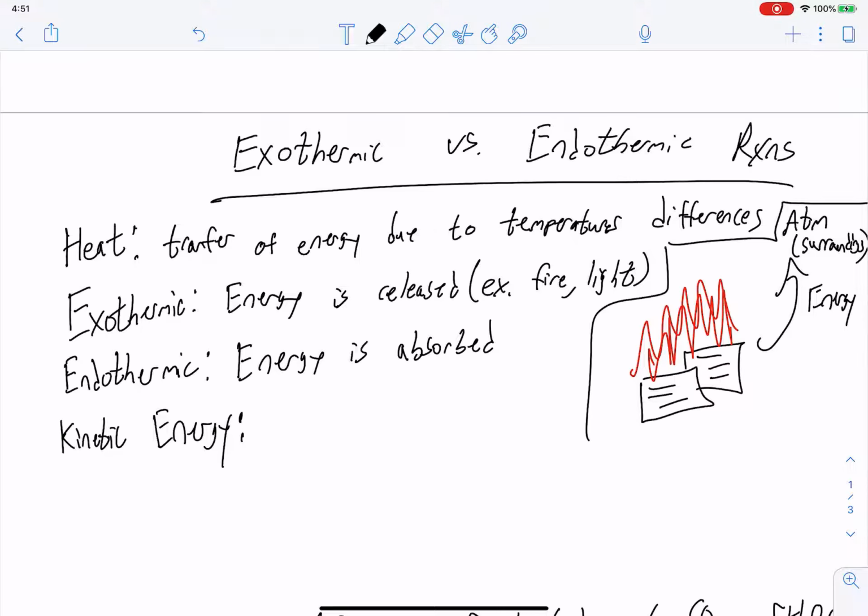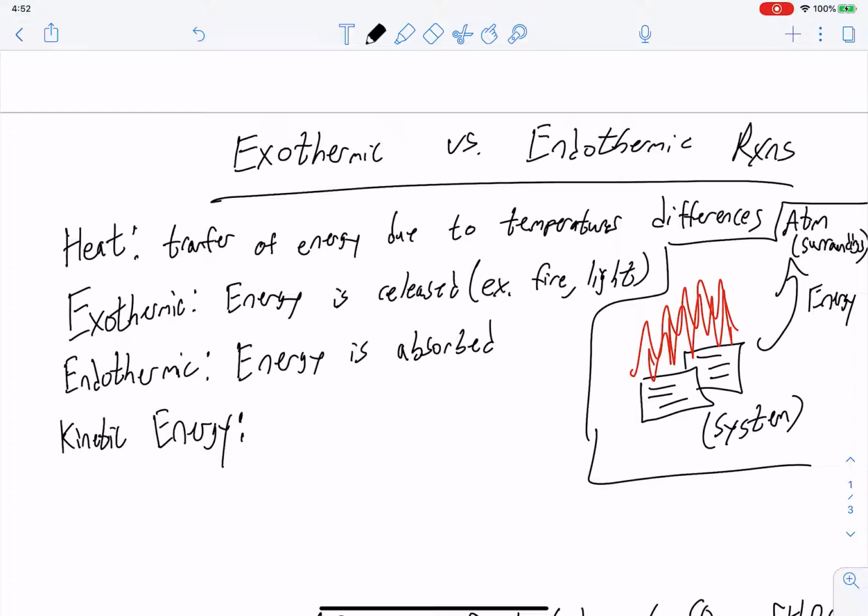The thing that is part of the chemical reaction, this is our system. Usually whatever is involved in the chemical reaction, the reactants and the products, that is our system, and everything else around that is our surroundings. So exothermic is when our system is releasing energy, and endothermic is when our system is absorbing energy.